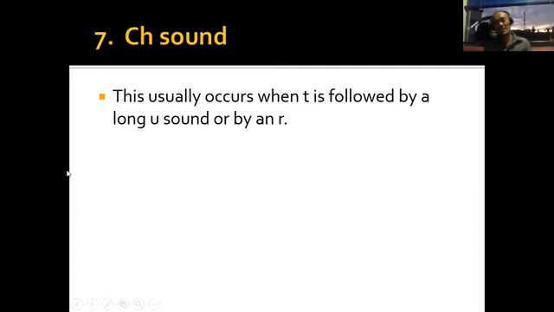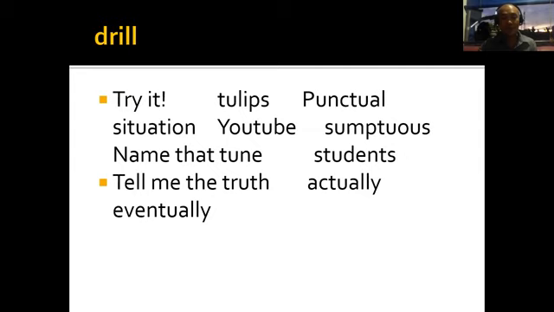And finally, we have the CH sound. Okay, this usually occurs when T is followed by a long U sound or by an R. For example, you say, try it. We don't pronounce the R by moving our tongue. That's a Mexican or Spanish influence like Rodilito, Victor. So we trail our tongue. But here in English, we don't move the R. We don't move our tongues. So pronounce the R without moving your tongue. It's like an angry dog. Er. Okay, so try it.